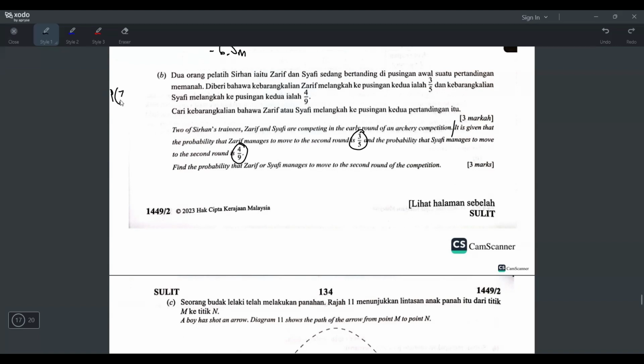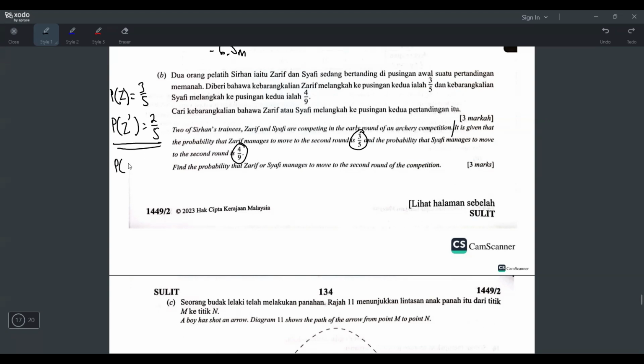Okay, so for probability of Zarif moving to the second round is 3/5, right? So you can always find the other probability by taking 1 minus. Okay, so what's the other side of the fraction? 1 minus 3/5, 2/5, right? And if this is the probability of Zarif moving on to the second round, then this Z prime is the Zarif tak boleh masuk second round lah. Okay, and we do the same for Shafi.